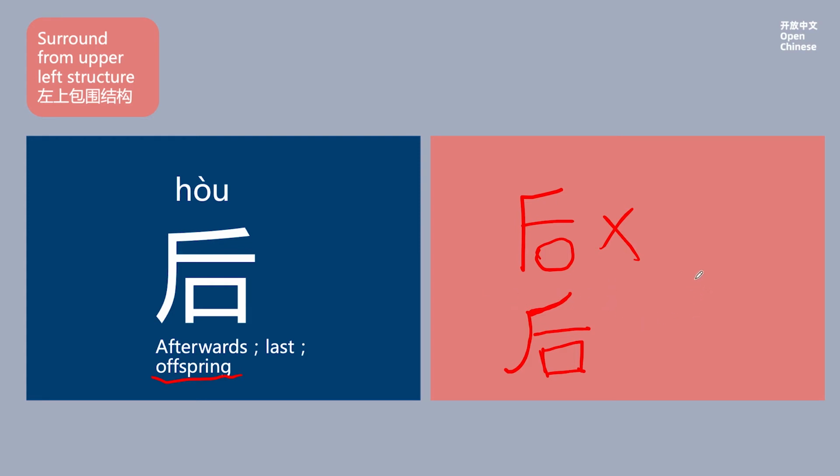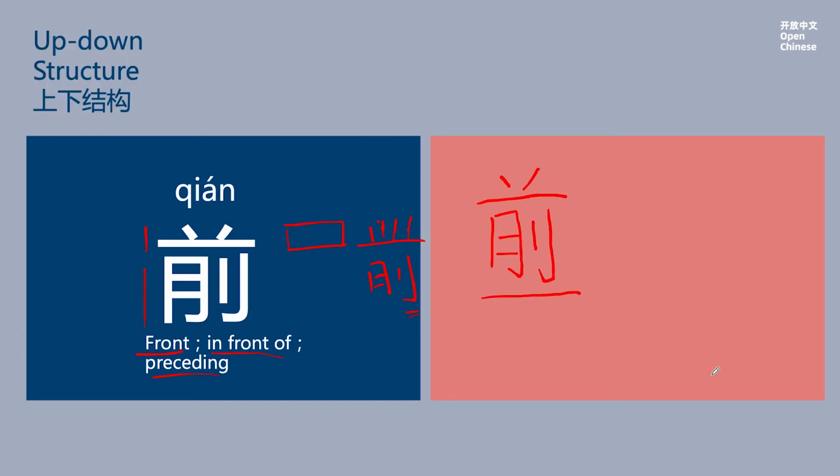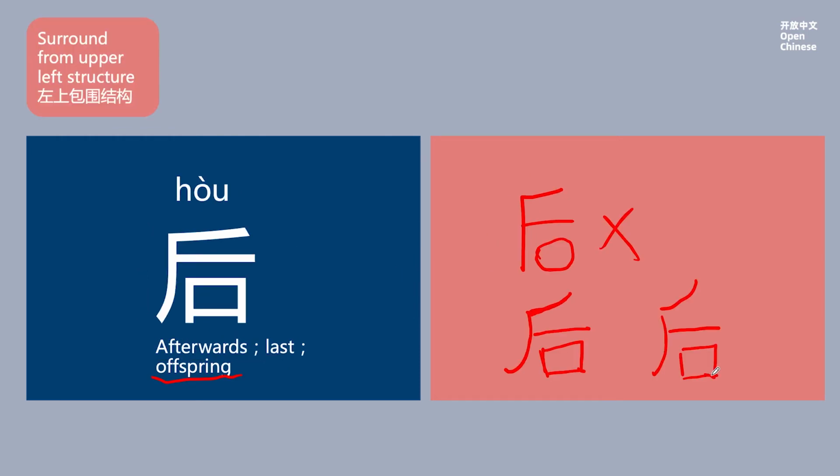Let's write it again. So you have this, and then this, and then a stroke, and then a kou. Remember how we write kou, right? Cool. So 前 meaning the front, and 后 meaning afterwards, later, comes after.